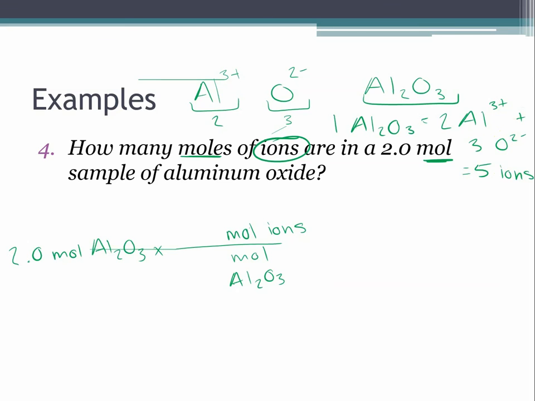So if one formula unit is made of 5 ions, then 1 mole of aluminum oxide is made of 5 moles of ions because the ratio remains the same. So then we have 2.0 moles of aluminum oxide times 5 over 1, and your calculator is going to say 10. This is one of those times you have to be smarter than your calculator because 10 is not the right answer. 10 only has 1 sig fig.